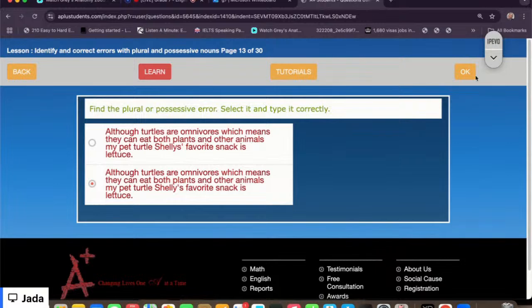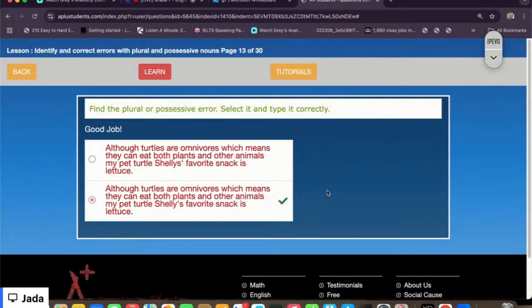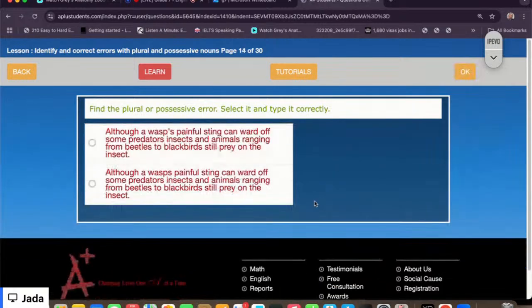Okay, so let's say Shirley's, it's singular possessive. Okay, so although a wasp's painful sting can ward off some predators, insects and animals, ranging from beetles to blackbirds, still prey on the insect. So what's the right one here?